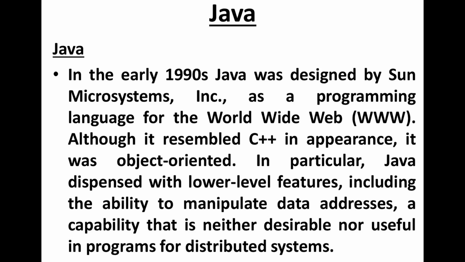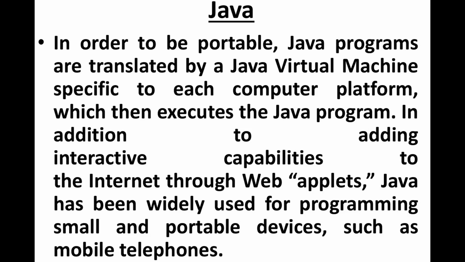In particular, Java dispensed with lower-level features, including the ability to manipulate data addresses, a capability that is neither desirable nor useful in programs for distributed systems. In order to be portable, Java programs are translated by a Java virtual machine specific to each computer platform, which then executes the Java program.